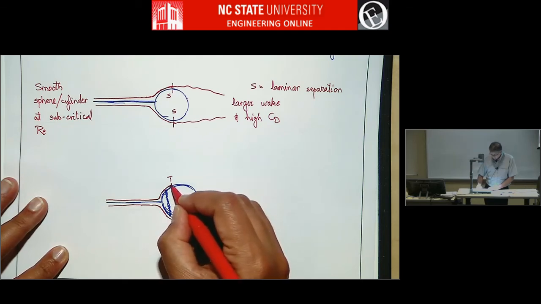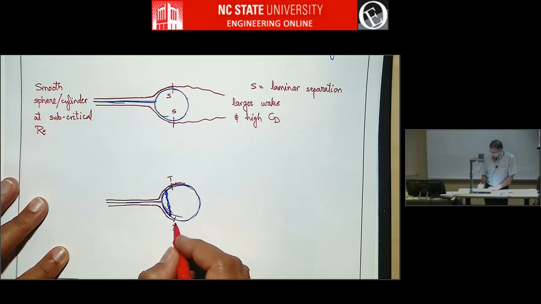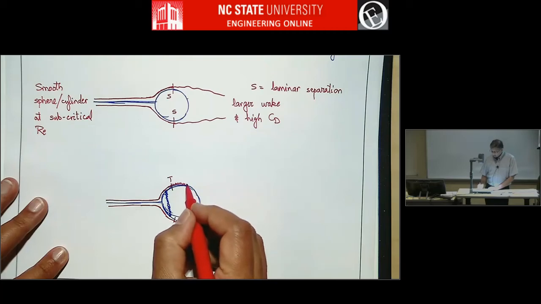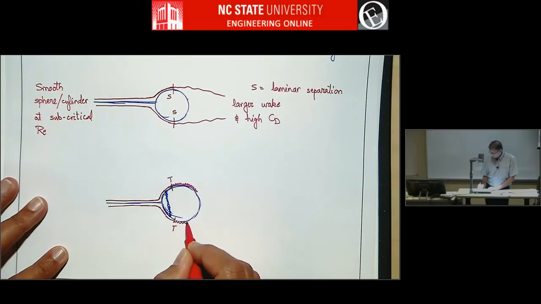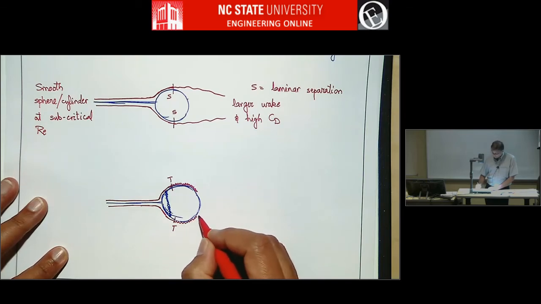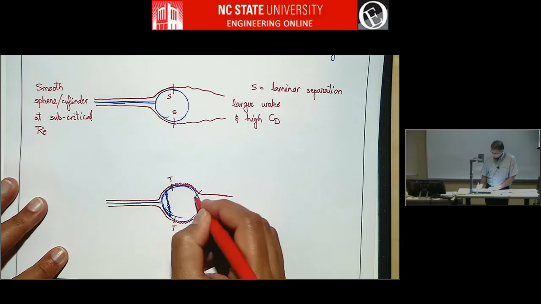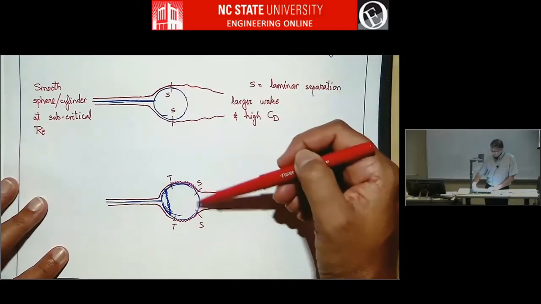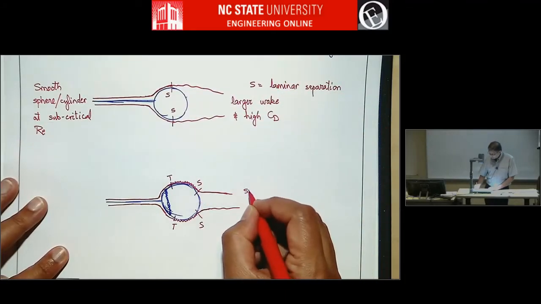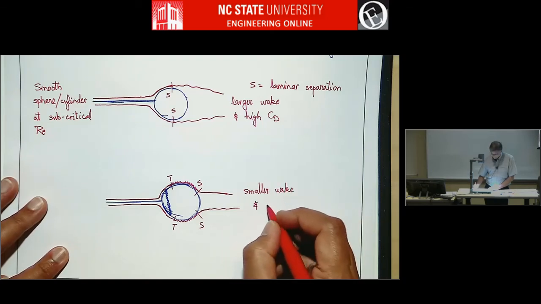And as I've done before, I'm going to use a wiggly line to denote turbulent boundary layer. Now turbulent boundary layer also encounters adverse pressure gradient at the equator, but it's got more mixing, more momentum, so it's able to go through into adverse pressure gradient some distance before it actually separates to form a turbulent wake. So this separation occurs here. So instead of at the equator, it occurs downstream, so smaller wake and lower CD.